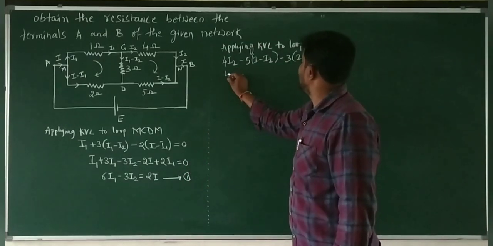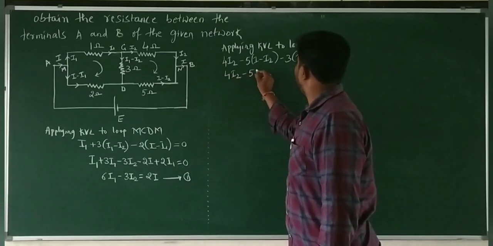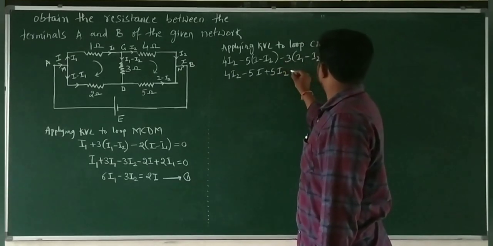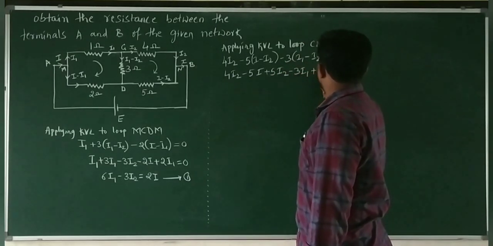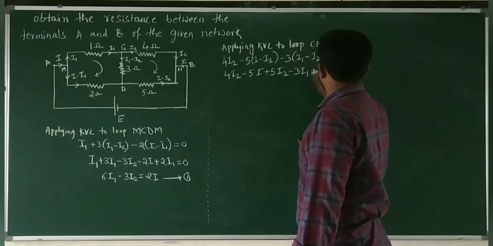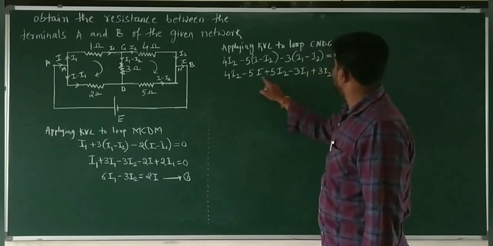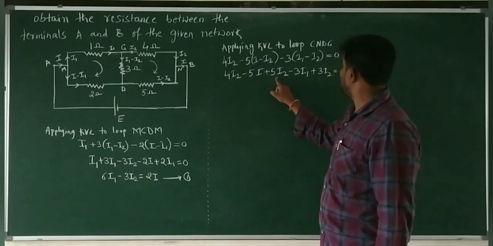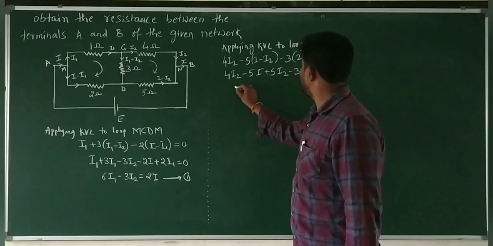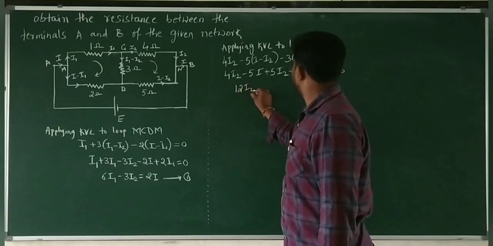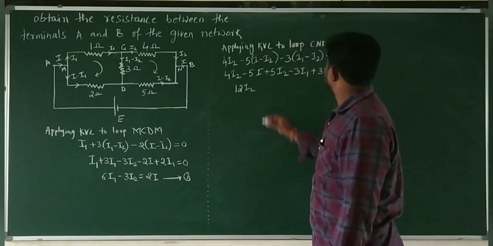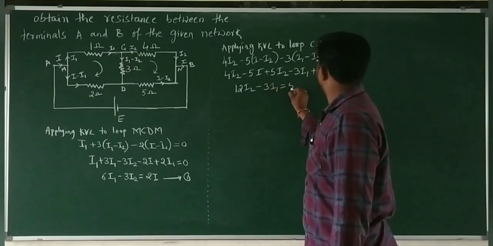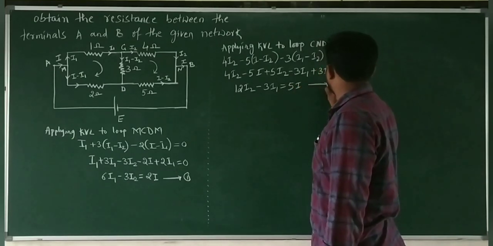So 4I2 minus 5I, minus into minus plus 5I2, minus 3I1, minus into minus plus 3I2 is equal to 0. I2 is there, I2 is there, and I2 is there. So 4I2, 5I2, 9I2 plus 3I2, it is 12I2, minus 3I1 is equal to 5I. So this is our second equation.